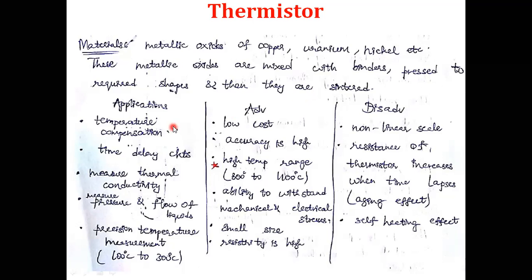Applications of this thermistor: temperature compensation can be done, time delay circuits, measuring thermal conductivity, measuring pressure and flow of liquids. Precision temperature measurement is possible by using this thermistor, and the precision temperature range is 100 degrees to 300 degrees centigrade like that.